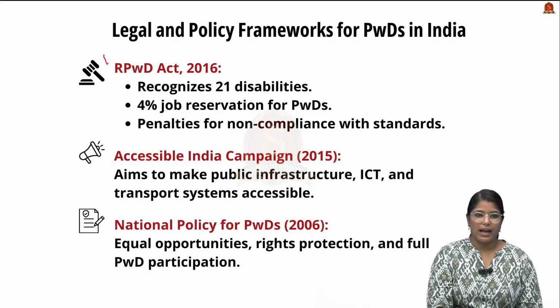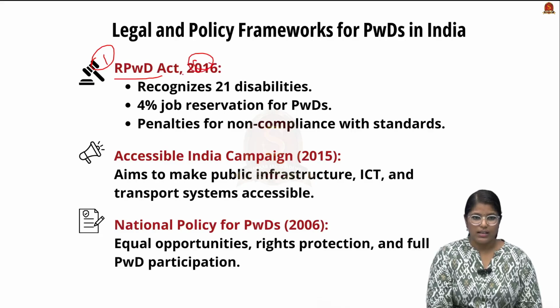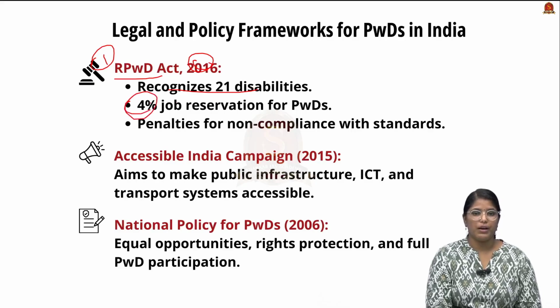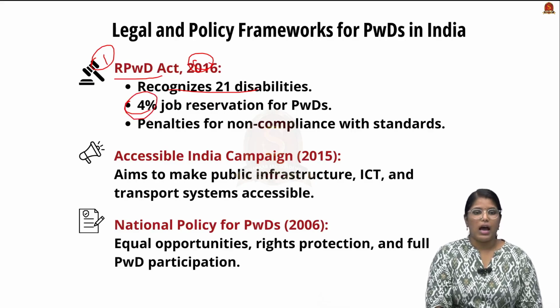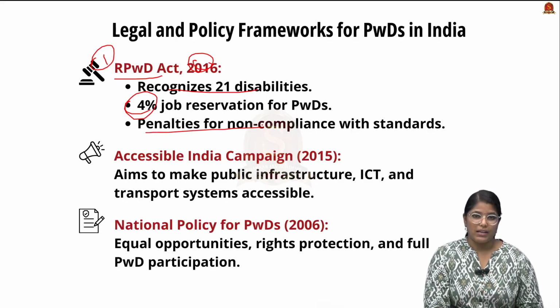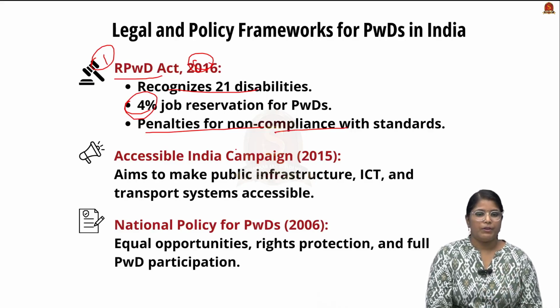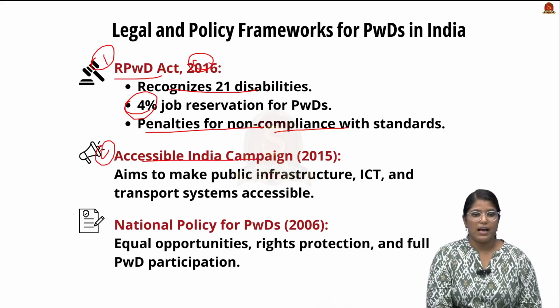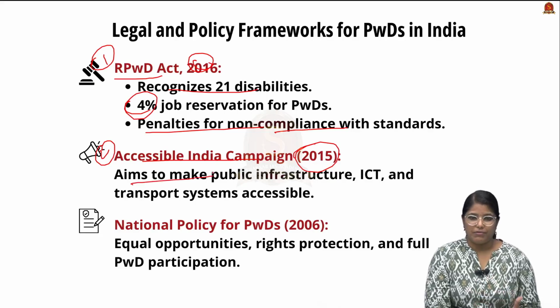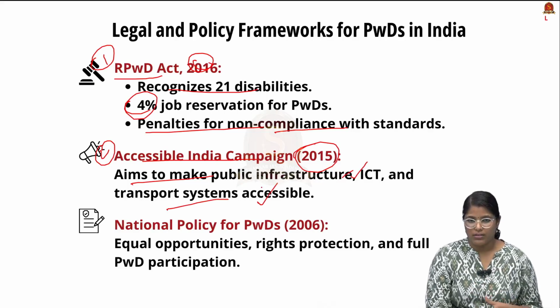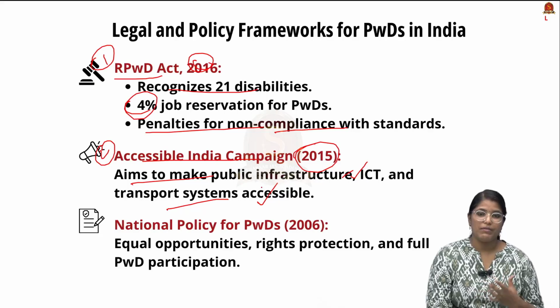See, the first important act is, we saw just now, RPwD Act 2016. So, it recognizes 21 disabilities and it reserves 4% of job for all the PWD persons. And it mandates a penalty for non-compliance with standards that has been prescribed in this particular act. Now, the second important campaign is this Accessible India campaign, which was held in 2015. So it aims to make public infrastructure accessible by integrating the ICT, that is the information and communication technology, and making transport systems even more accessible.